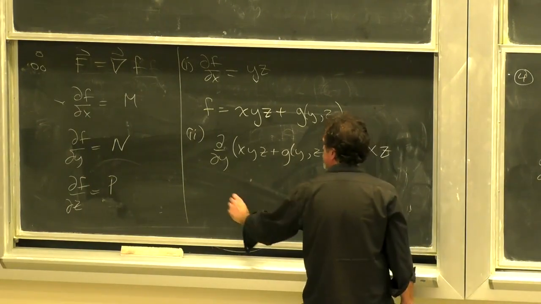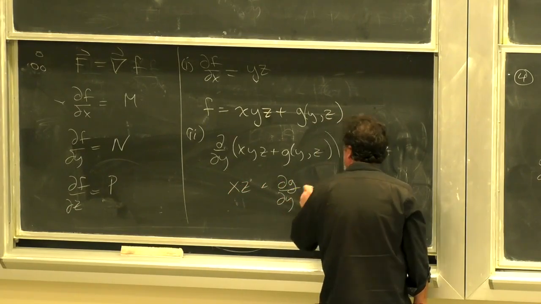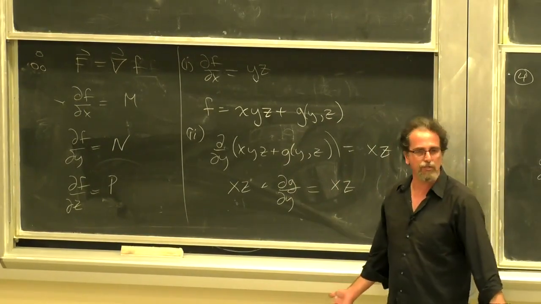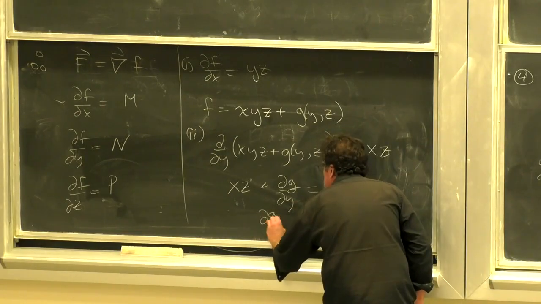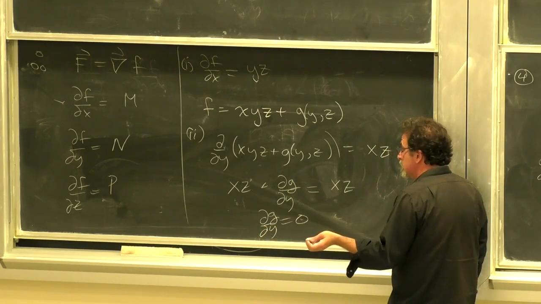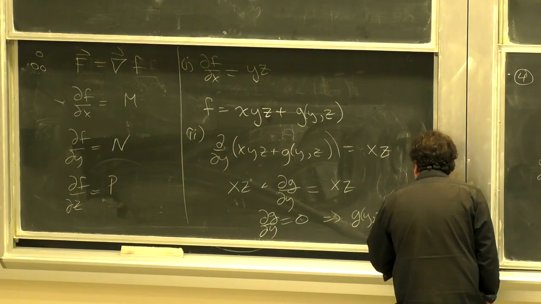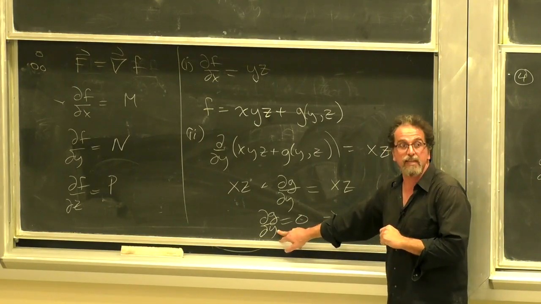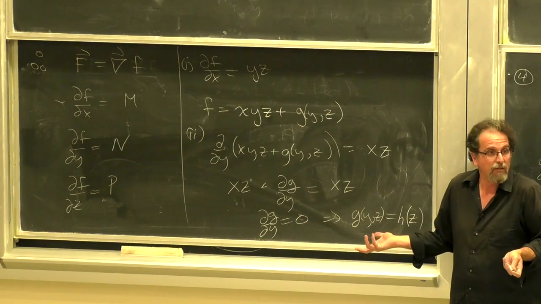Well, if I take the y derivative of this equation, it's xz plus dg/dy. And it's a partial derivative, because this depends on y and z. And that is equal to xz. Well, that's an easy equation to solve. xz plus something is equal to xz. That means something is 0. So that says dg/dy is equal to 0, which implies that g of y and z is equal to any other function only of z, right? Because this says it doesn't depend on y. But I said it could depend on y and z, and it says it doesn't depend on y, so it can only depend on z. So I'll call it h of z.